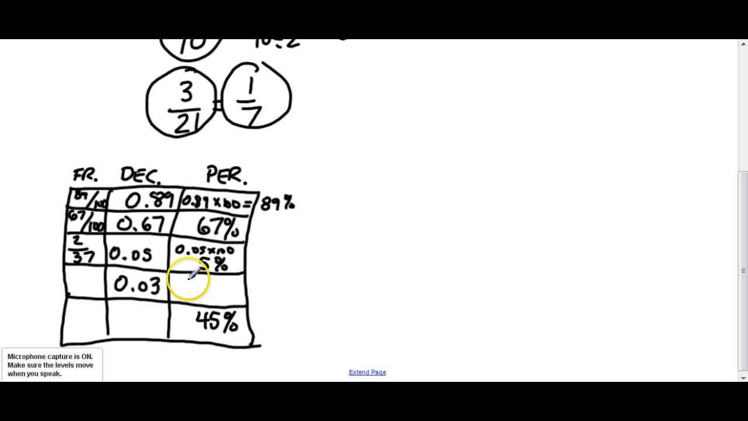0.03, that's the same as multiplied by 100. We get 3%, and 3% is the same as 3 over 100 as a fraction. We can't reduce that anymore, so we just leave it at that.